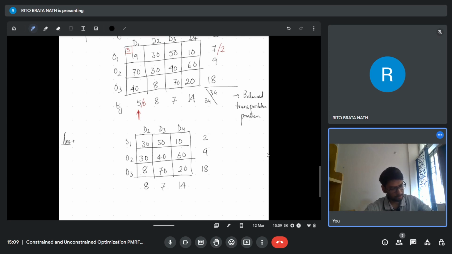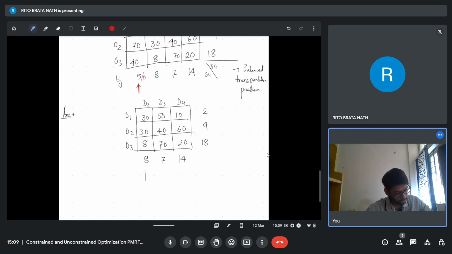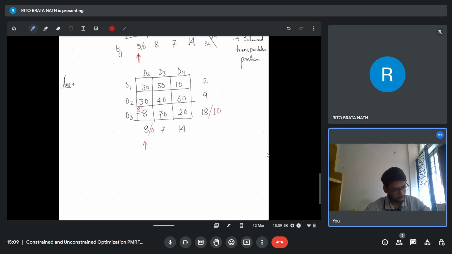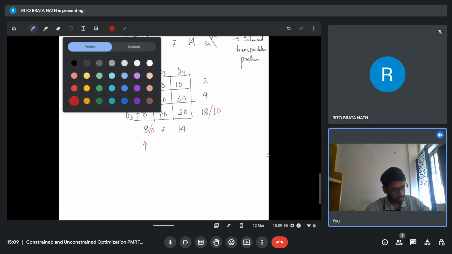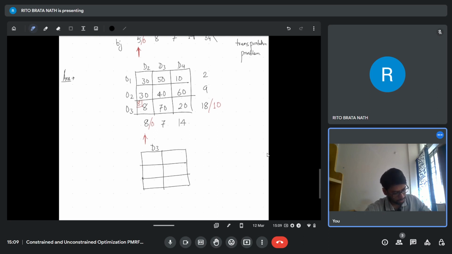Next, again you have to pick the next column, which is this one. And you can allocate 8 here, right? So 8 goes here. And this becomes 0. This becomes 10. And you can delete the first column. So I think you will understand the steps pretty easily. And you have already solved this, but anyway, let's do this.